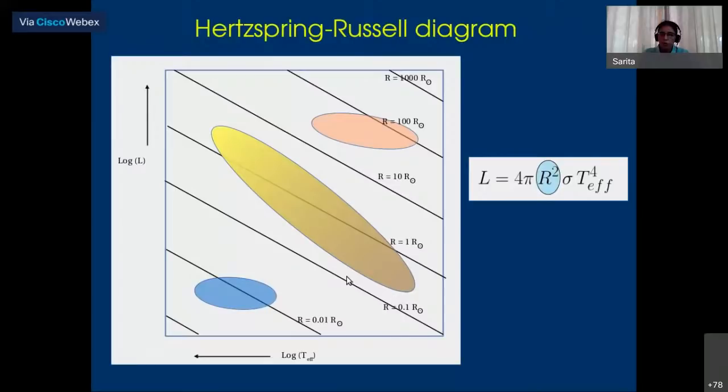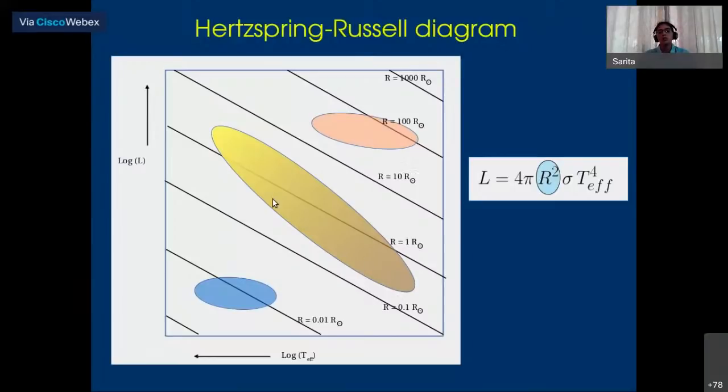Now, this is for different radii. Something at a 0.01 solar radius, the line would be something like this. Luminosity and effective temperature will be related like this. Then this is a schematic thing. So 0.1 solar radius, this is what it is. 1 solar radius, you see something like this. 10 solar radius, you see something like this, and so on. So this is how you see.